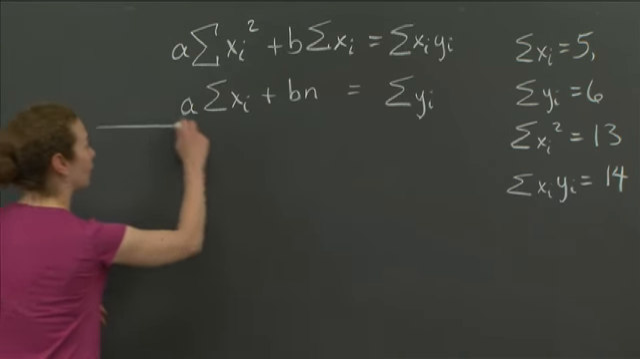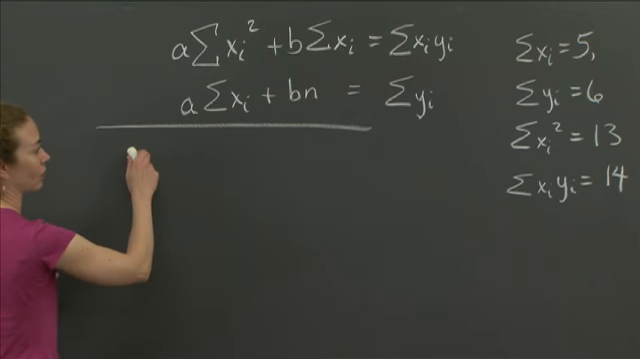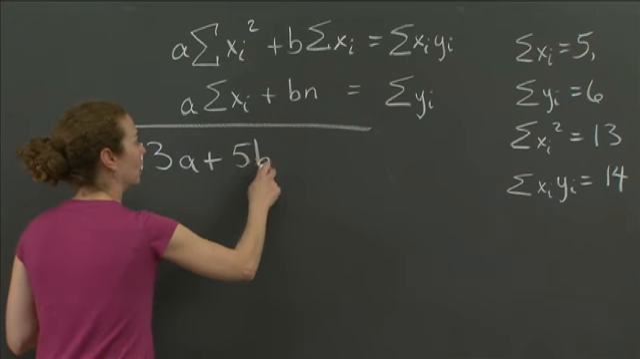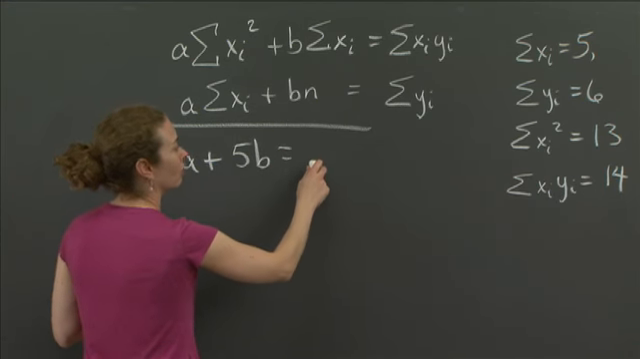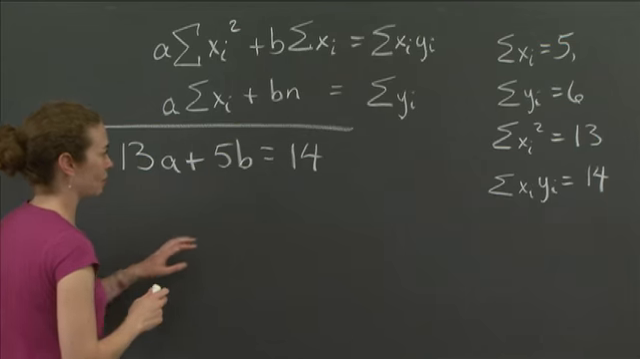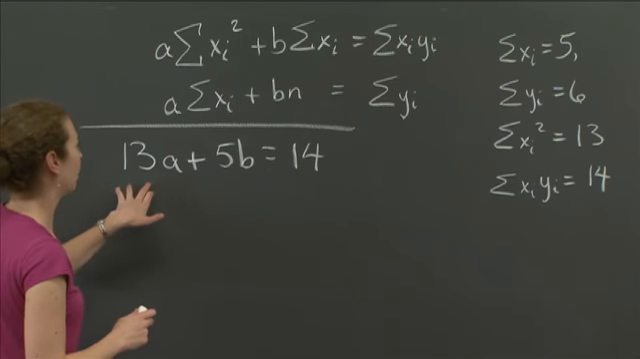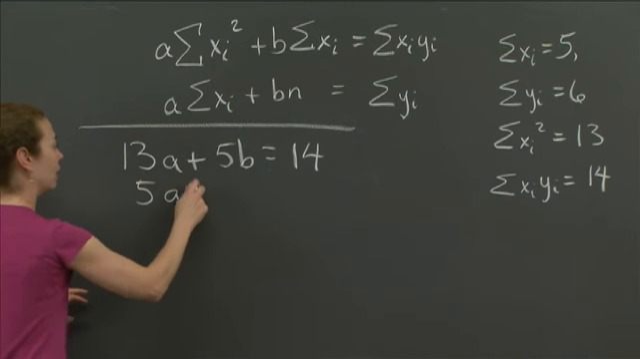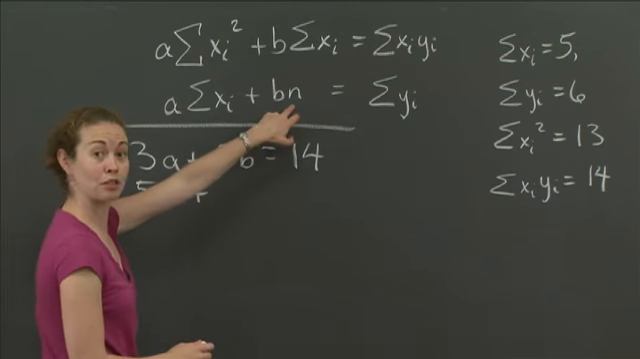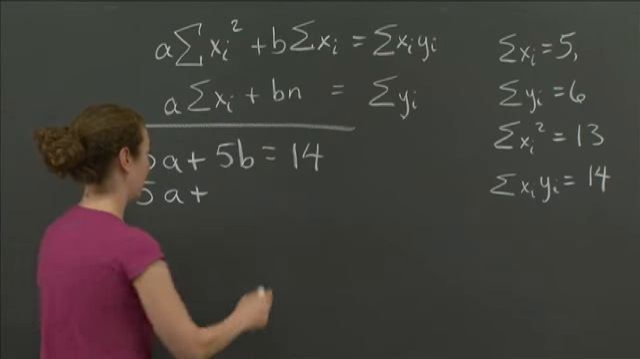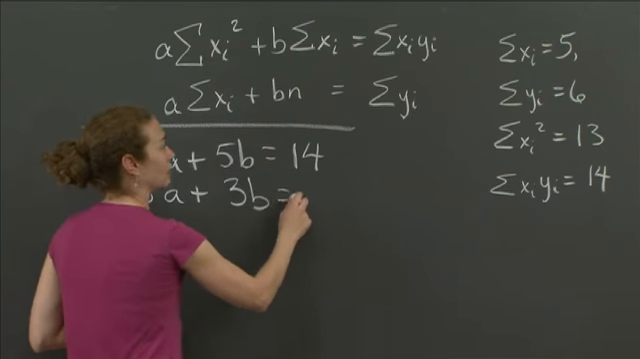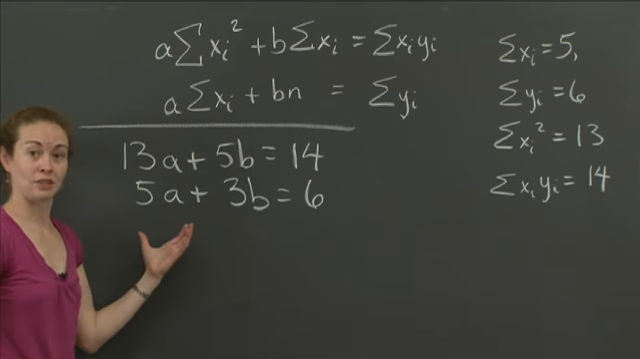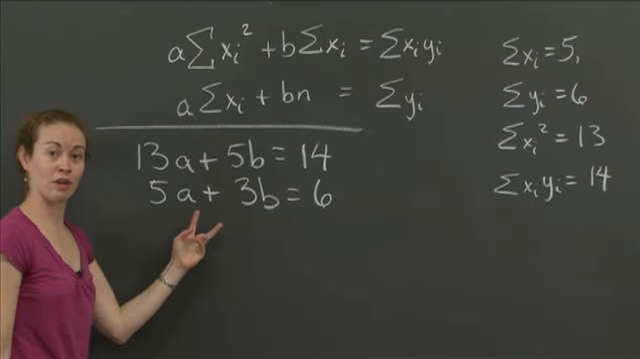So we actually get that we want to solve the following system. 13a plus 5b is equal to 14. Make sure I put in everything correctly. And then the second one is 5a plus n, in this case 3 because there were 3 points, times b, so 3b, is equal to 6. Okay, this is a system of equations. It has 2 equations and 2 unknowns.